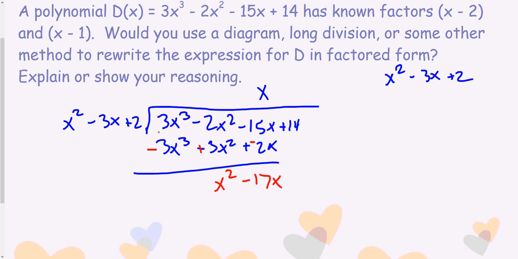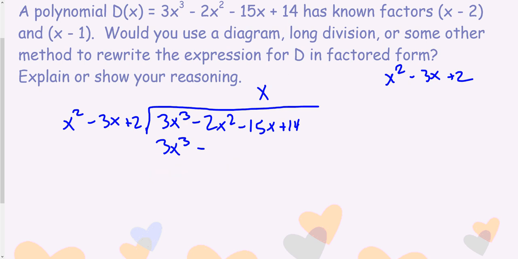Oh, you know what? I forgot a 3. 3x to the third divided by x squared is 3x. Let's back this up a bit. All right, made a slight mistake. So it should be a 3x. Whoopsie. So 3x up here. 3x times x squared is 3x to the third. 3x times minus 3 is minus 9x squared. Oh, that's so much better. And then 2 times 3x is going to give you 6x.